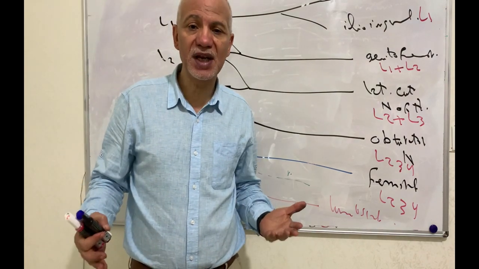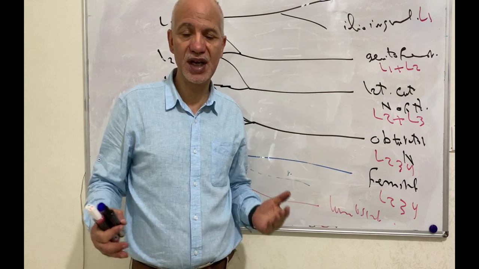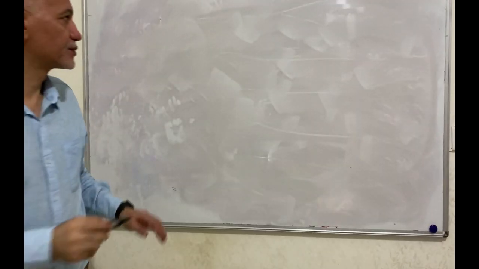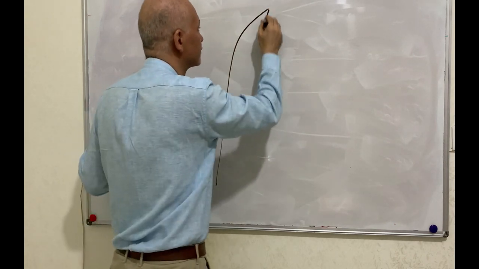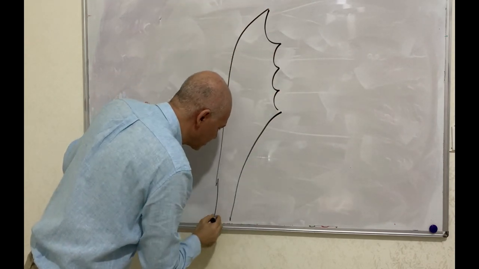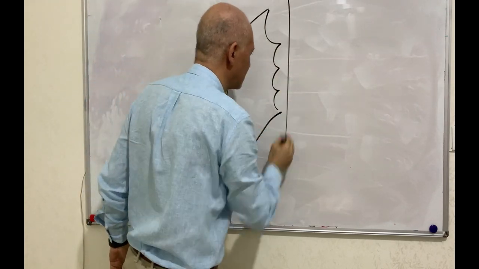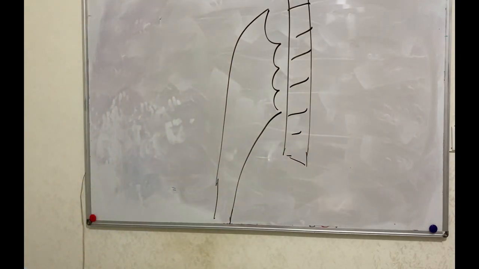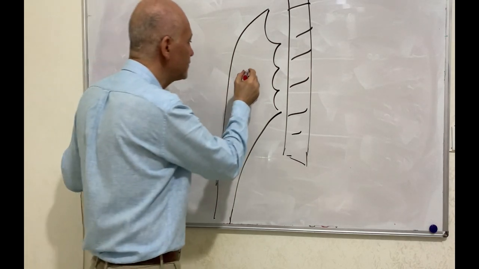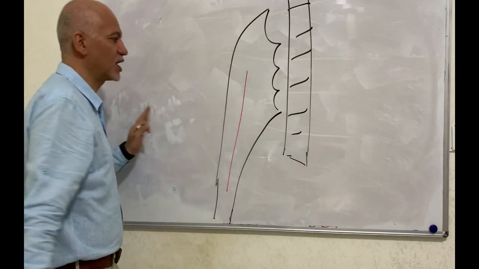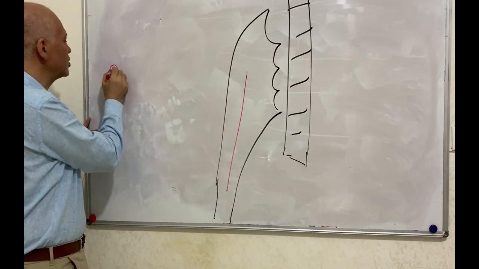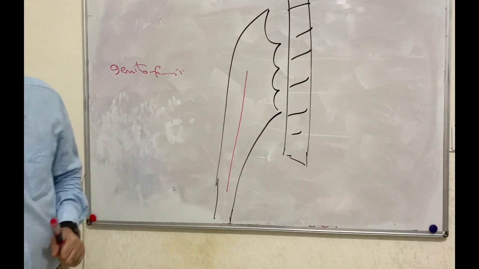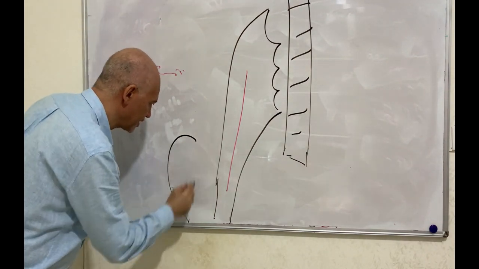What is the relation of the lumbar plexus to the psoas major muscle? Very important. This is the psoas major muscle, arising from the vertebral column, like this. The nerve present in front of the psoas major is the genitofemoral nerve. This muscle is the iliacus muscle.